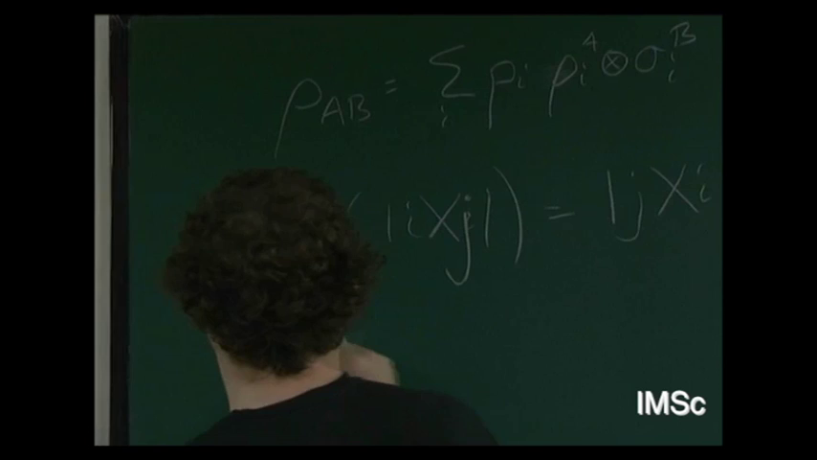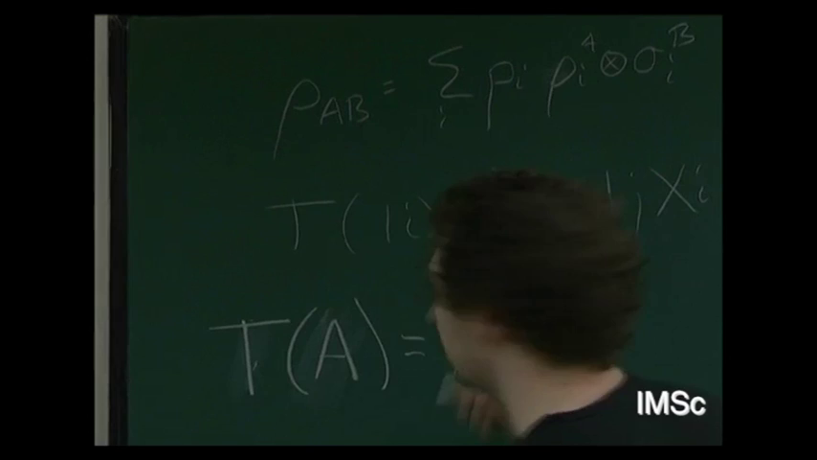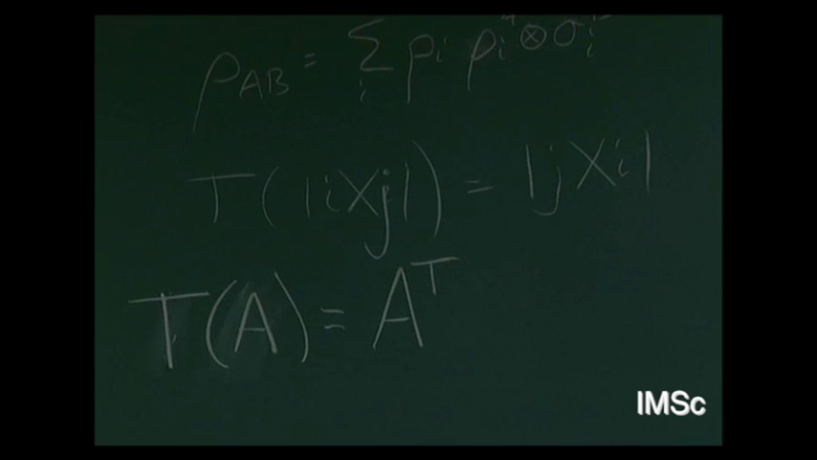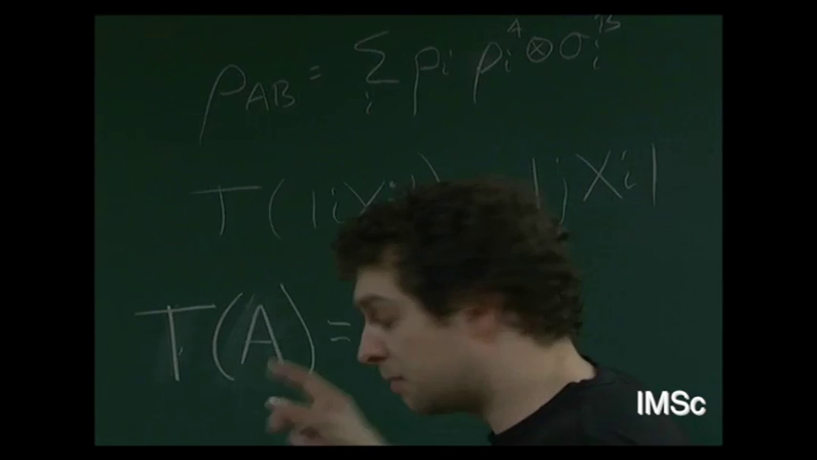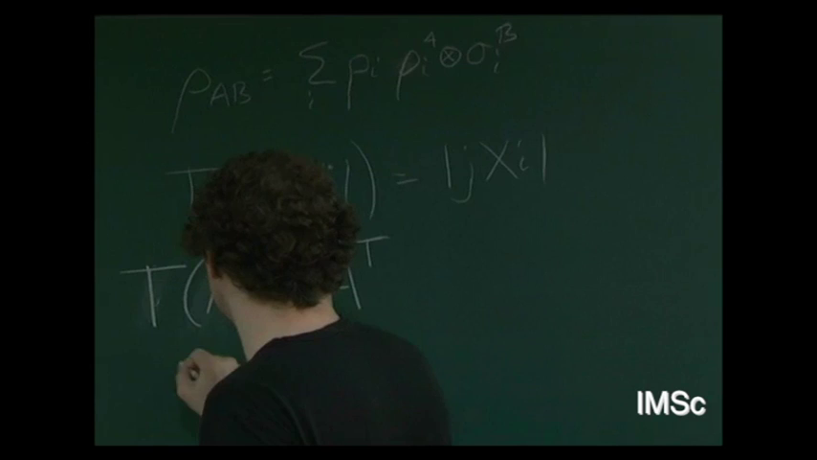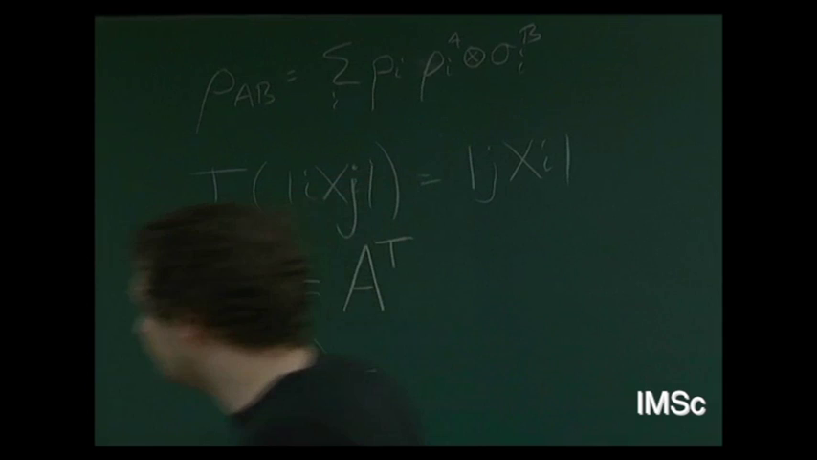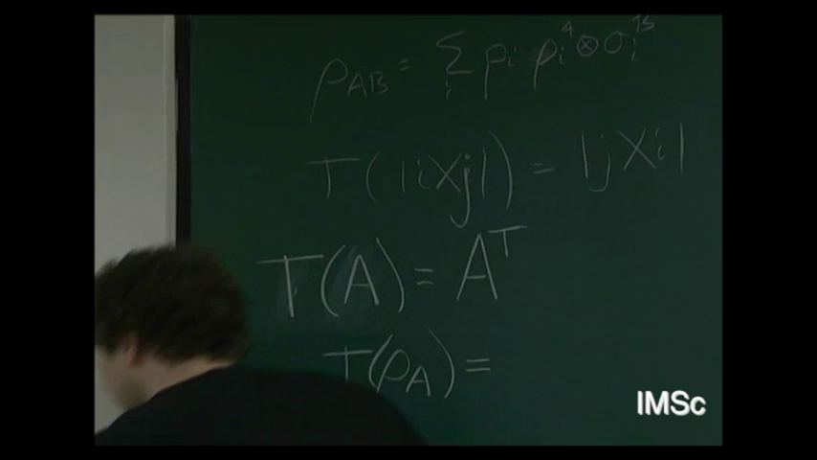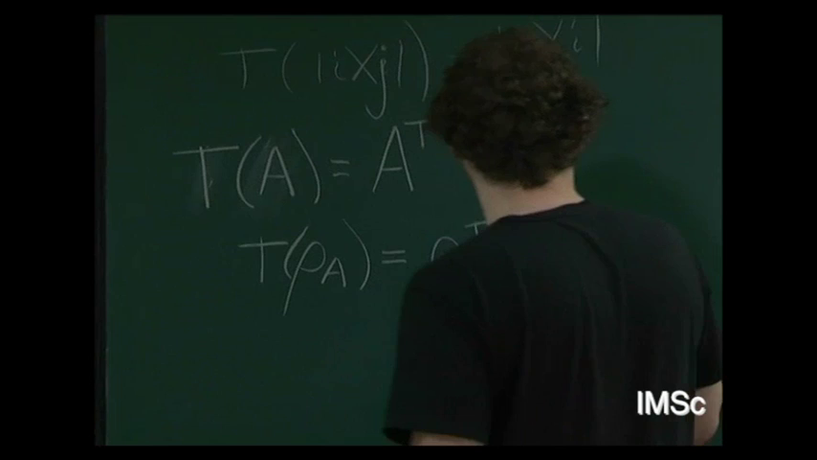So the transpose of a matrix A is just another way of saying you take the usual transpose. And this is a very interesting operation because if I take a quantum state rho A and take its transpose, the transpose of rho is just equal to the complex conjugate of rho because rho is Hermitian.